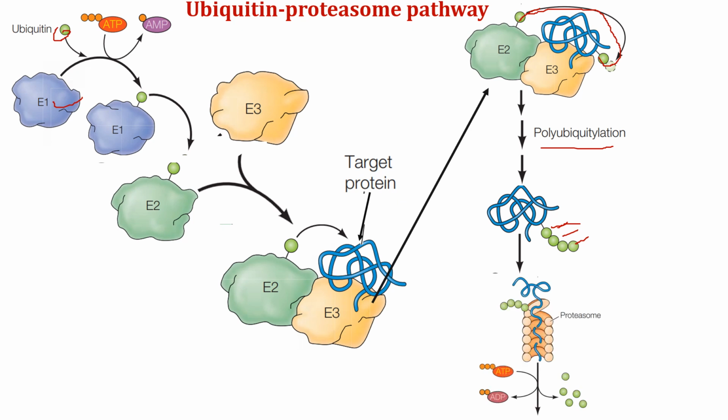Now the polyubiquitinated proteins are degraded by a protease complex, which is the proteasome. Here it is the proteasome. It is present in the cytosol. It degrades the protein into peptides and releases the ubiquitin, which requires ATP.